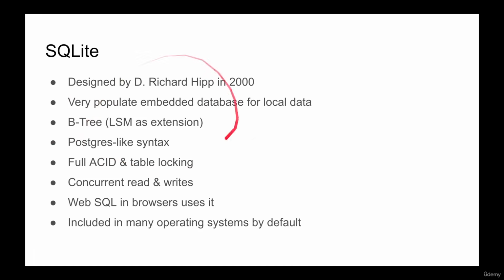Okay, it's very Postgres-like, and it supports full ACID. That's attractive. I still want to do ACID transactions, even locally, guys. Don't prevent me from doing that, even if it's local. Sure, why not? But it only supports table locking. It doesn't have row level locking.